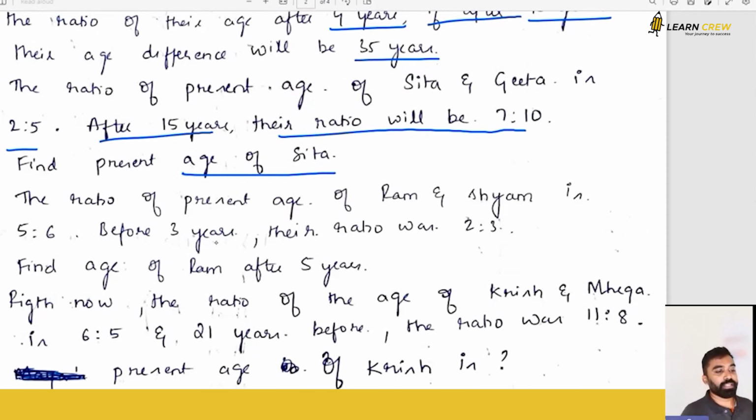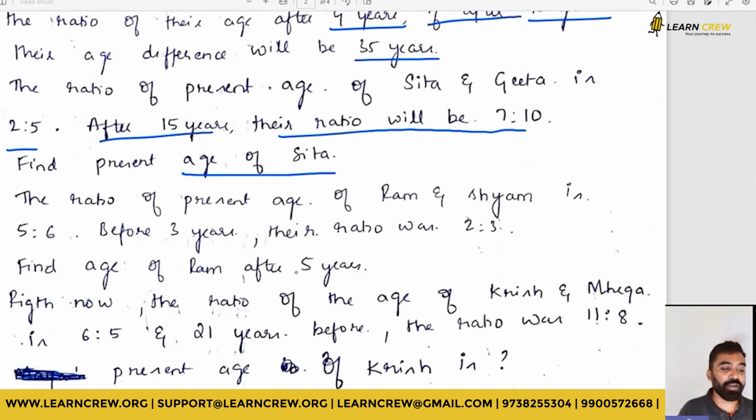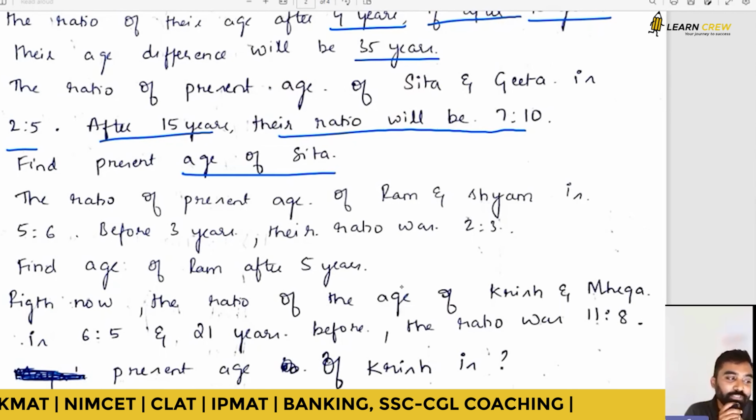Let's start the next problem. The ratio of present ages of Ram and Shyam is 5:6. Before 3 years, their ratio was 2:3. Find the age of Ram after 5 years. Yes, solve it.